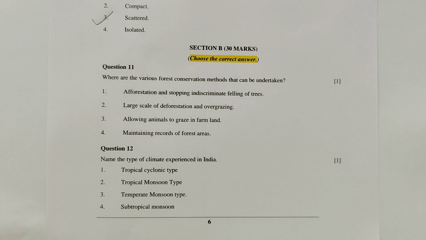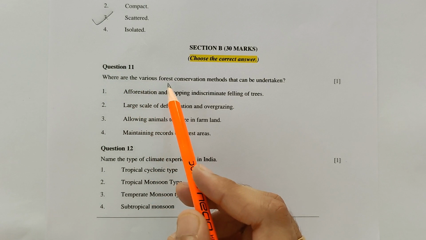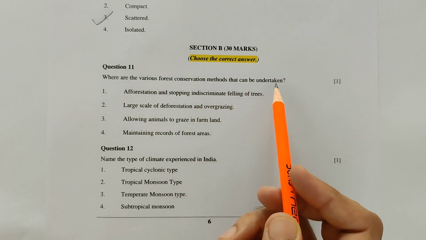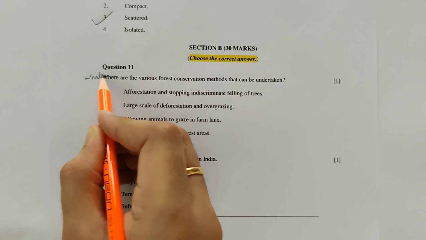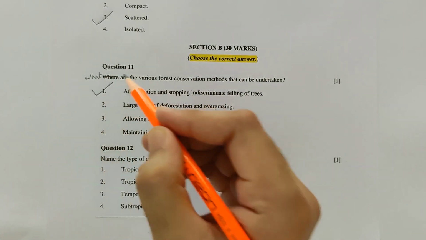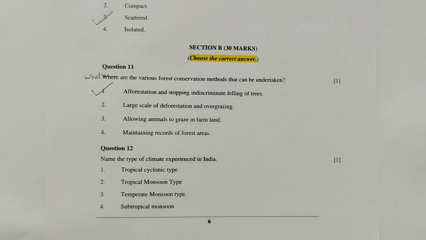Moving on to section B, which is of 30 marks. And guys, this section is the theoretical section. Question number 11. What are the various forest conservation methods that can be undertaken? So guys, this will be what first of all? And option 1, afforestation and stopping indiscriminate felling of trees will be correct.